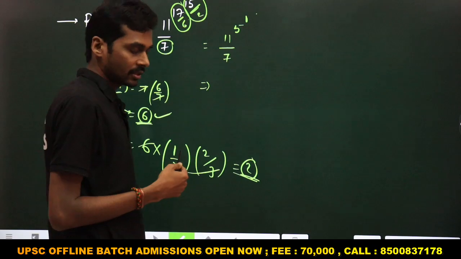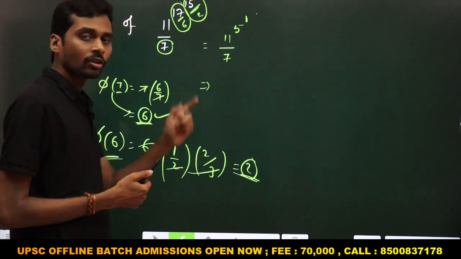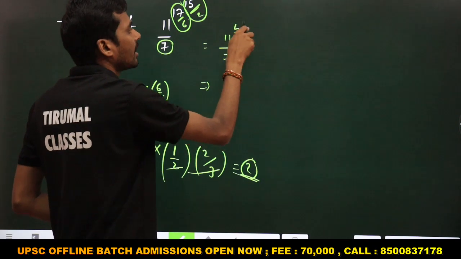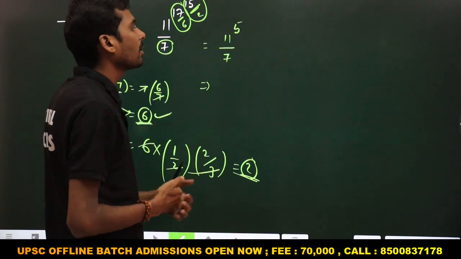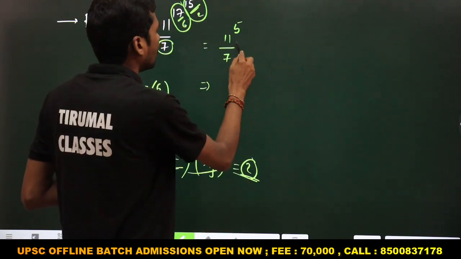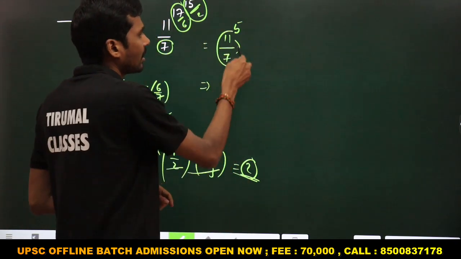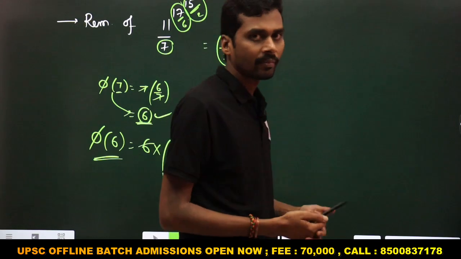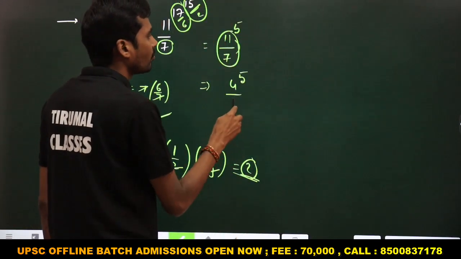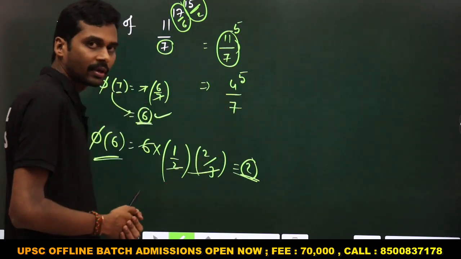Now the problem becomes 11 to the power of 5 to the power of 1. So 5 to the power of 1 is 5 only. So 11 to the power of 5 by 7. Now it is a normal number, right? So 11 by 7 means that when a larger number is divided by a smaller number, you know that 11 by 7 remainder is 4. Finally 4 to the power of 5 divided by 7.